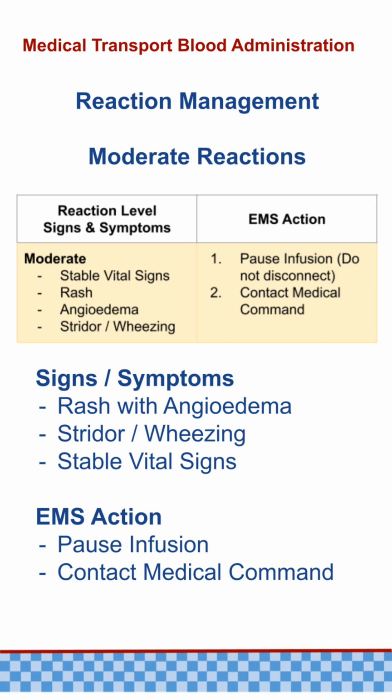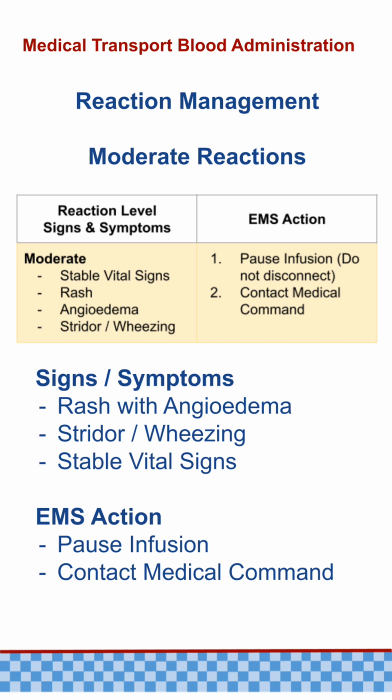A moderate reaction may present with a rash or itch. The patient would have stable vital signs but may have angioedema and/or stridor, or wheezing breath sounds. Angioedema is a skin condition that causes swelling in the deeper layers of the skin and tissue beneath mucous membranes. It can affect any part of the body, but it usually occurs in the face, lips, eyes, genitals, hands, and feet. If the patient presents with signs of a moderate reaction, continue the infusion and contact medical command at the receiving facility if possible. Do not disconnect the blood administration tubing.